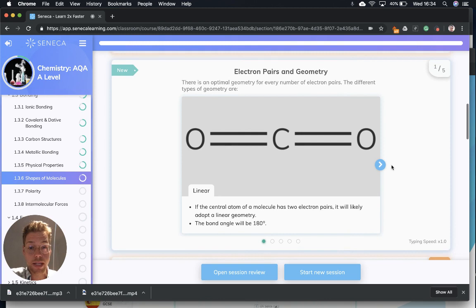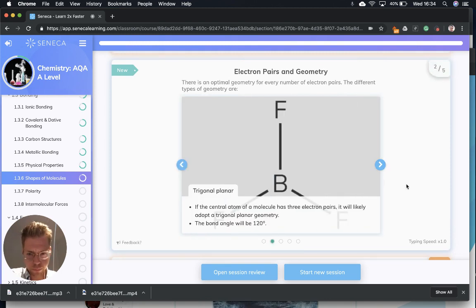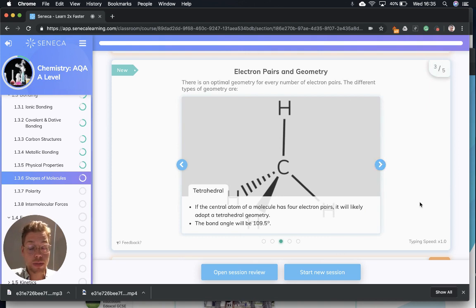So a good example is CO2. Trigonal planar. If the central atom of a molecule has three electron pairs, it will likely adopt a trigonal planar geometry, and the bond angle will be 120 degrees. So an example is BF3. We've got three bonded pairs surrounding that central B atom, so the molecule is going to adopt a trigonal planar geometry.